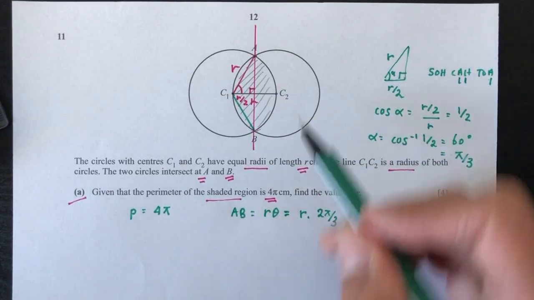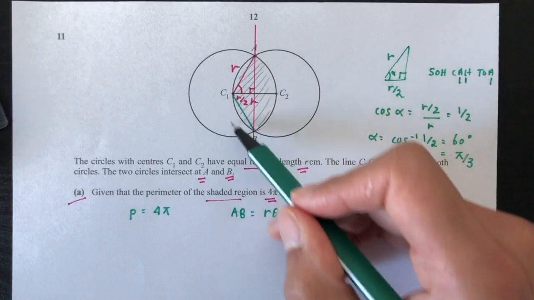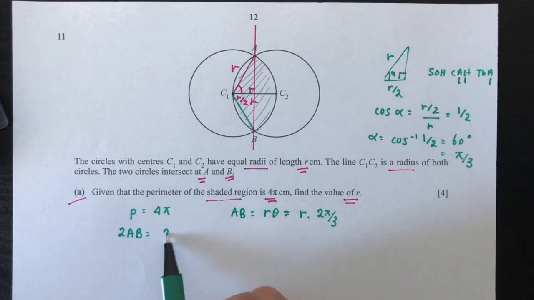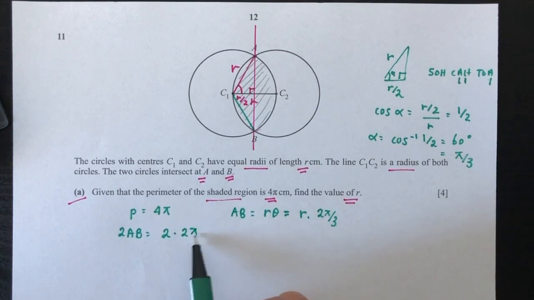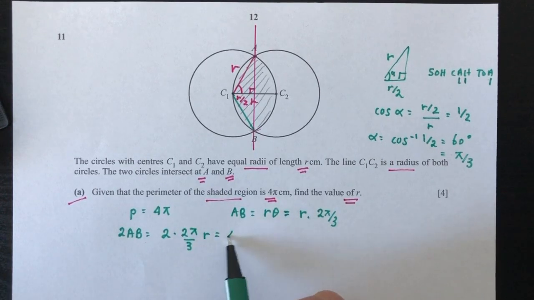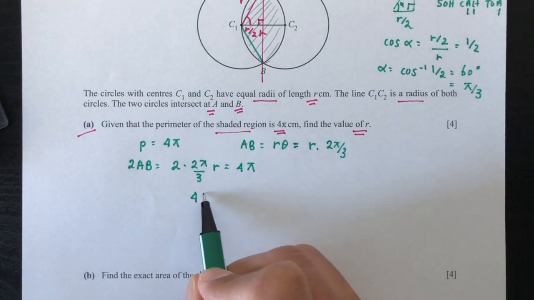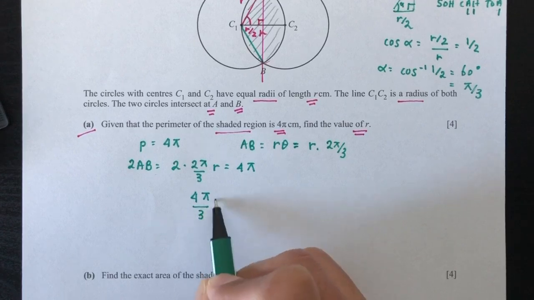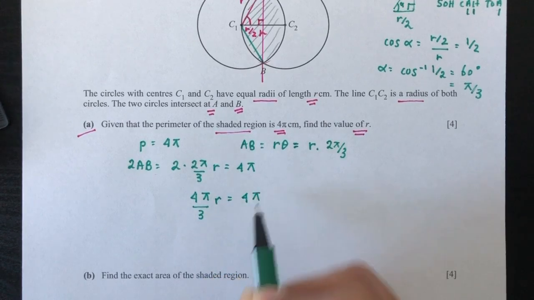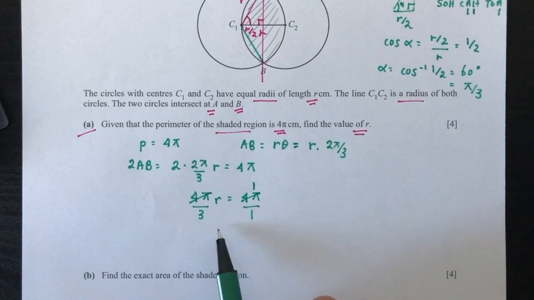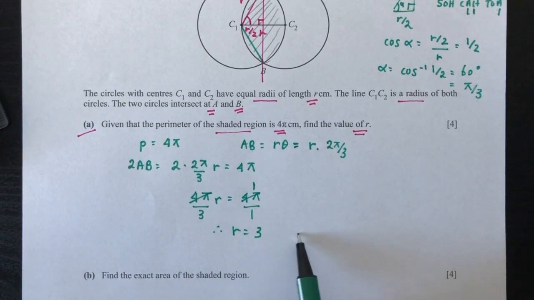Now the perimeter is this side plus this side, which is 2 times AB. So perimeter will be 2 times 2 pi over 3 r, equal to 4 pi. If you simplify, you will have 4 pi over 3 r equal to 4 pi. So 4 pi cancels out, you have 1. Now you cross multiply, and r will become 3. So the value of r is equal to 3.